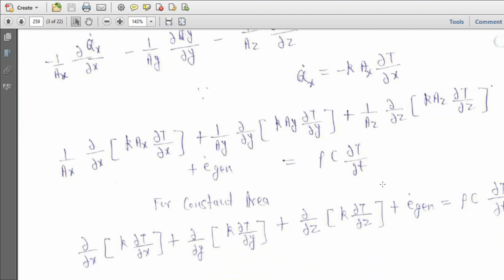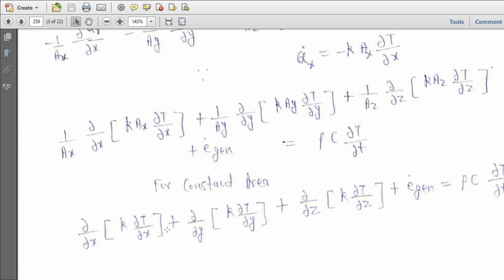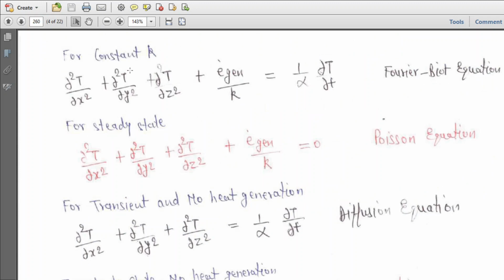For constant area, we can write this equation. So this is the general equation. Now we can write it for constant thermal conductivity. For constant thermal conductivity, we can write this equation: del square T upon del x square, plus del square T upon del y square, plus del square T upon del z square, plus E dot generation upon k, equal to 1 upon alpha del T upon del t. This is the Fourier-Biot equation.